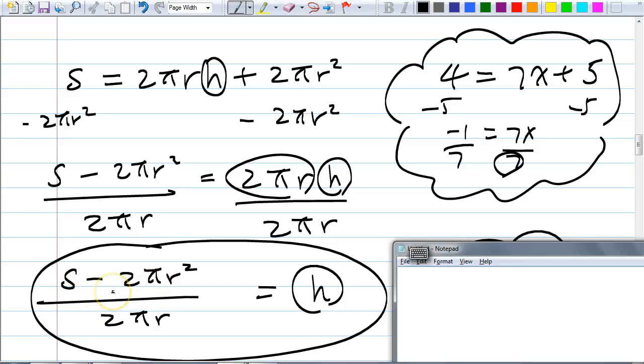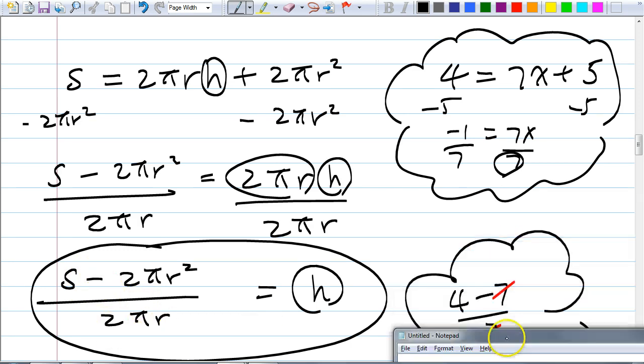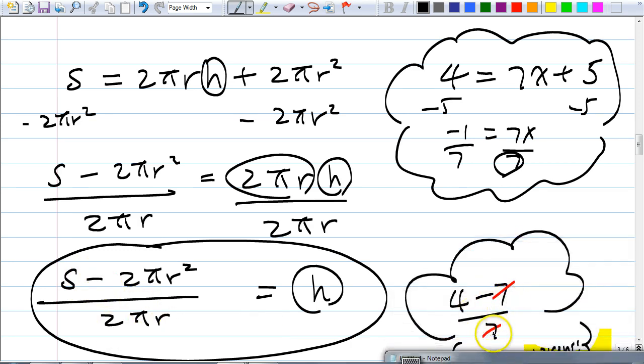So why isn't it just s minus r? Yeah, you don't have multiplication here. If you had multiplication, then you could cancel things out. Think about this. If I have 4 minus 7 over 7, can I cancel out these 7s together? Why not?